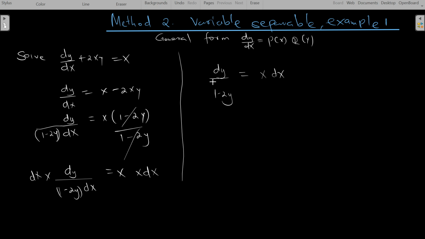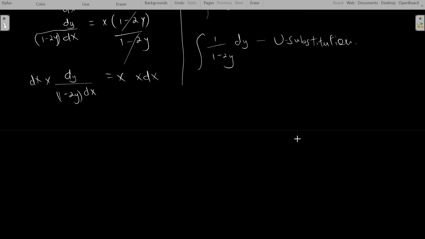So how will we solve this? We perform the integration of both sides. If I take the integral of both sides, the integral of 1/(1 minus 2y) dy, I'll use u substitution. So let's perform our u substitution. Let u equal 1 minus 2y. Then du should equal negative 2 dy.